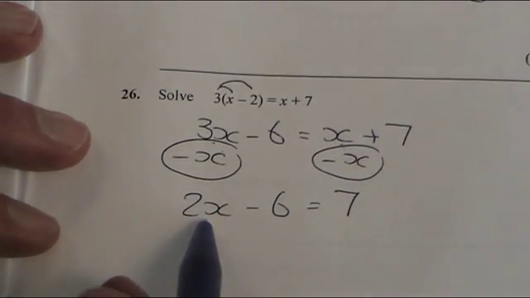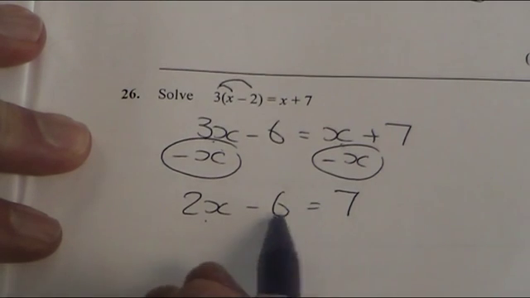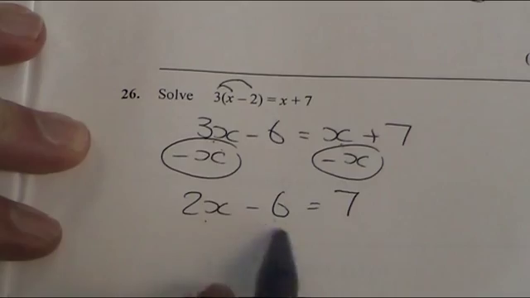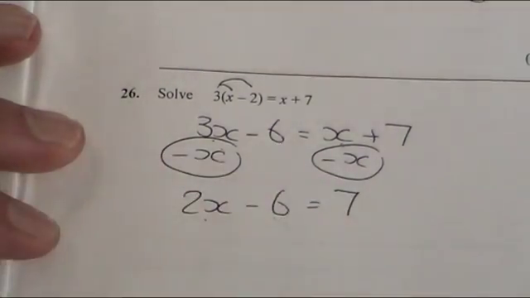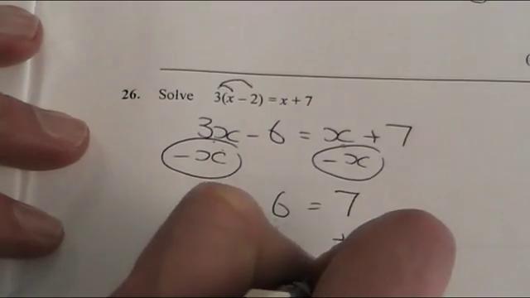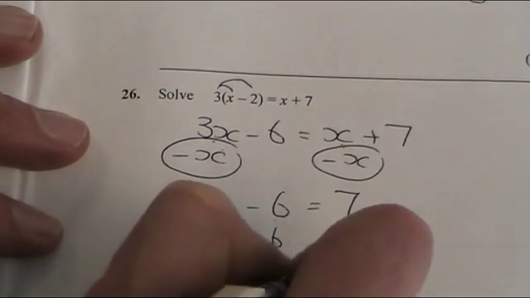Now the letters are on one side. These actual numbers, these number terms, must be on the other side. So I need to get rid of anything on here. To get rid of minus 6, I have to add 6. Add 6 to both sides, and we get this.